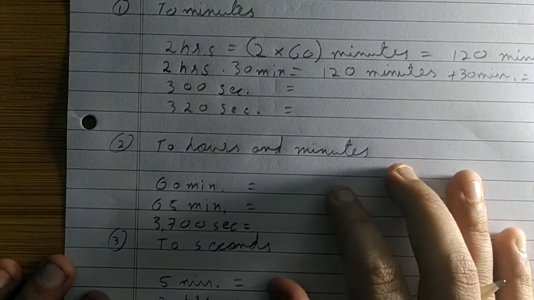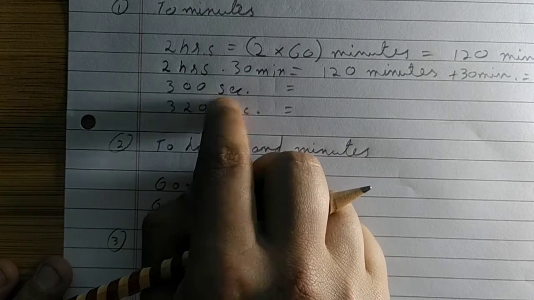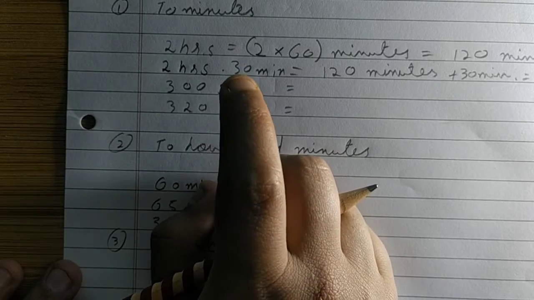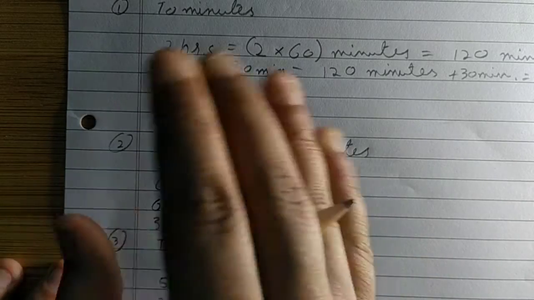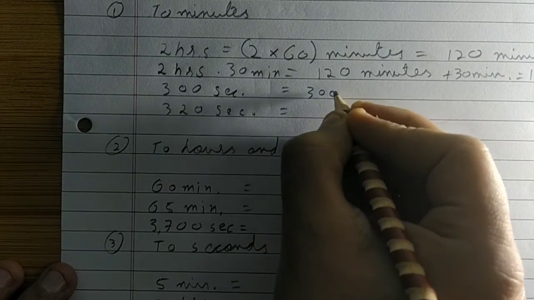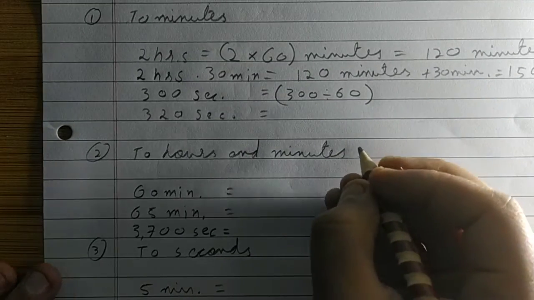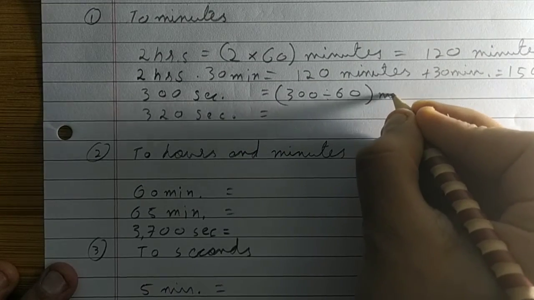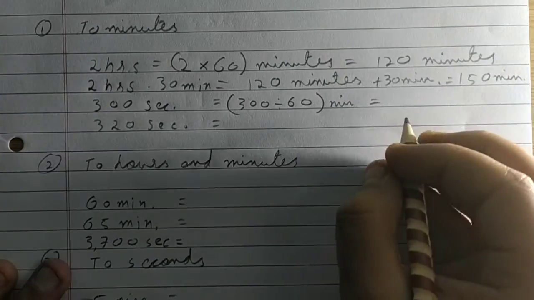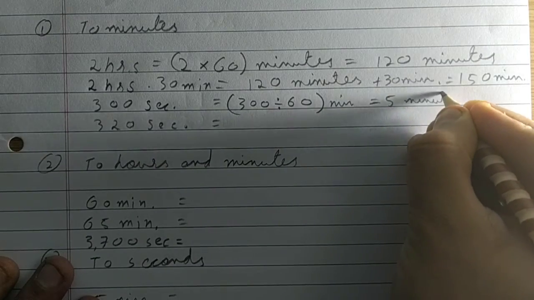Now the third part is 300 seconds. Here it's seconds, it's not hours. And you have to remember, when you convert from seconds to minutes, we divide by 60. So you will divide 300 by 60, which will be equal to 5 minutes.